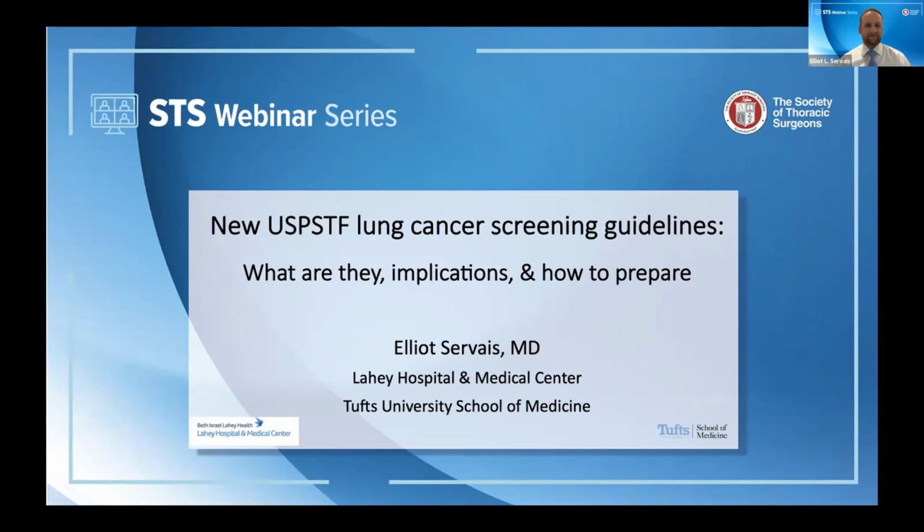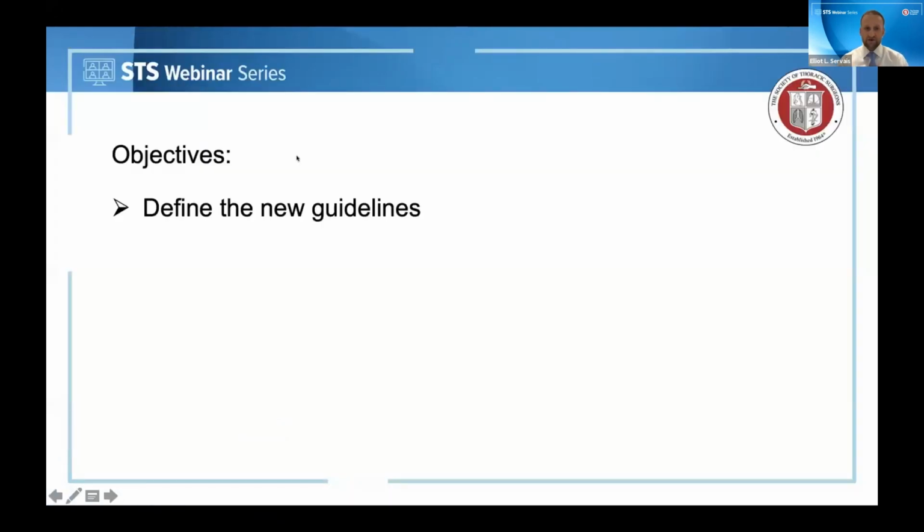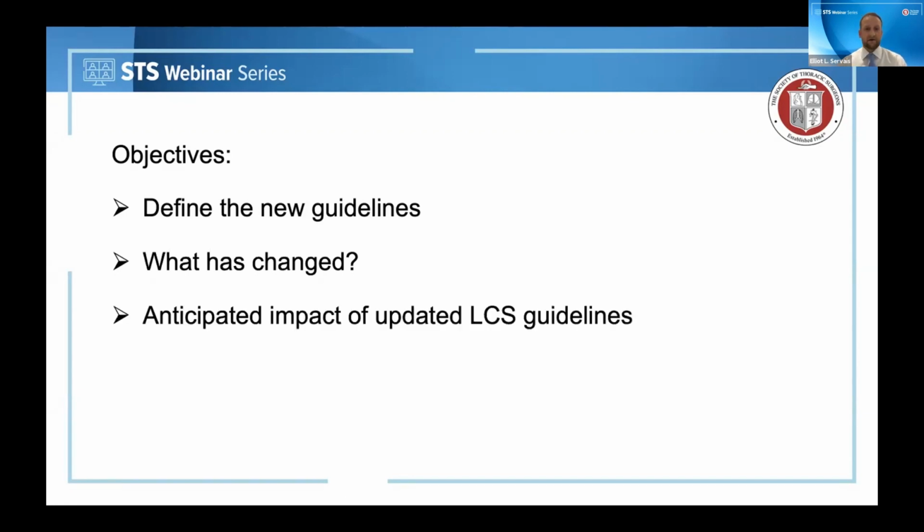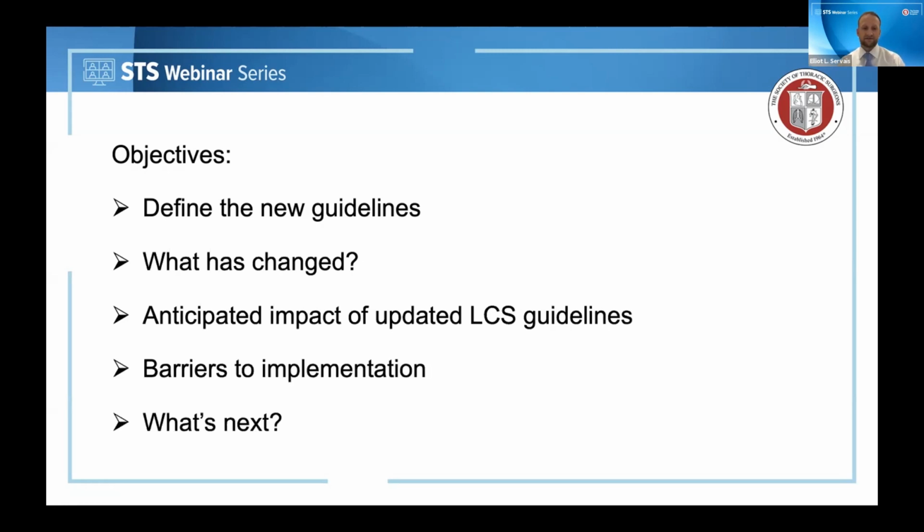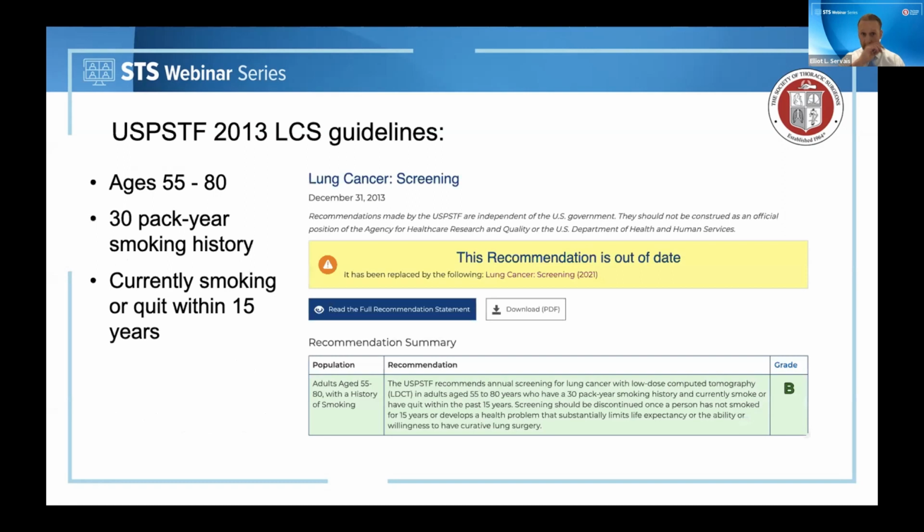So I have the honor of talking about the new USPSTF guidelines. I'm going to talk about what they are, what the implications of the new guidelines are, and how we prepare for them. So the objectives here are, first, we're going to define the guidelines. We'll talk about what's changed from previous guidelines and explore how the USPSTF guidelines relate to the NCCN guidelines, the anticipated impact of these guidelines, and then quickly some barriers to implementation.